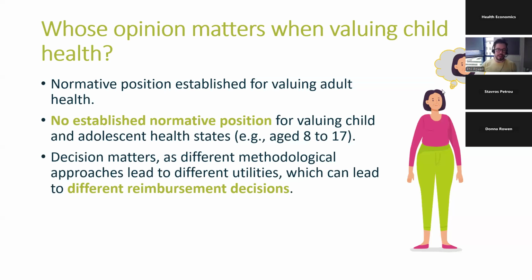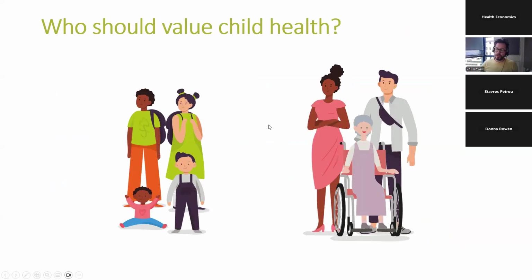This has an impact later down the line, because we can imagine that different estimates of utilities can, at the margins, affect different reimbursement decisions for child health technologies. So this is why we're interested in this as a normative and methodological decision problem. The two key issues I'll be focusing on today start with who should value child health. Do we want, for example, as on the left, children themselves to complete these tasks and to give us an idea of their relative preferences for living in different health states?